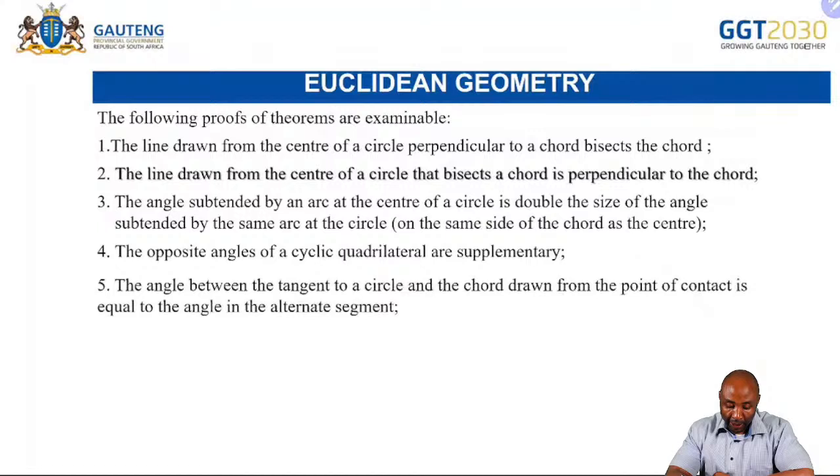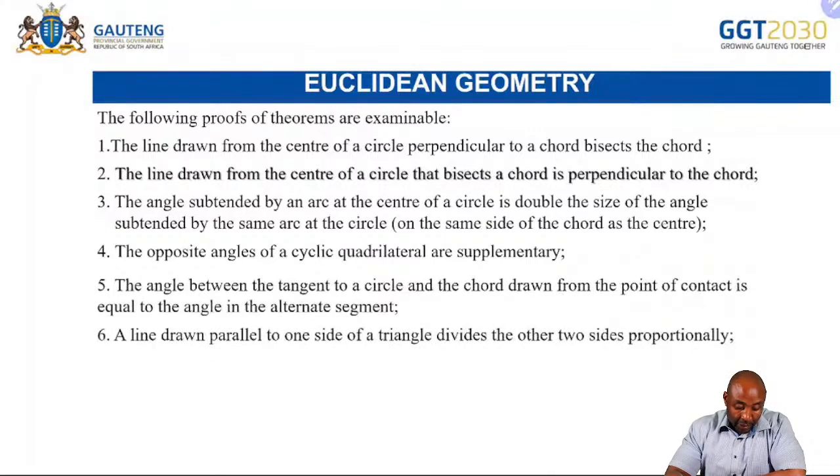The angle between a tangent to a circle and the chord drawn from the point of contact is equal to the angle in the alternate segment. Tan-chord theorem. These, we did them in grade 11. Number 6, a line drawn parallel to one side of a triangle divides the other two sides proportionally. We did this theorem in grade 12. Equiangular triangles are similar. It's another theorem that we did this year.